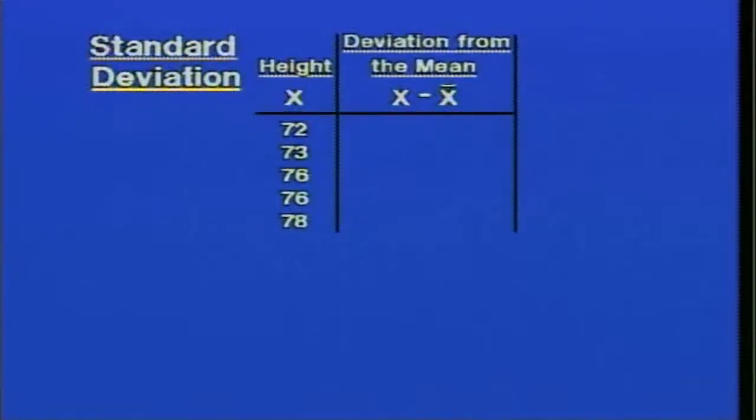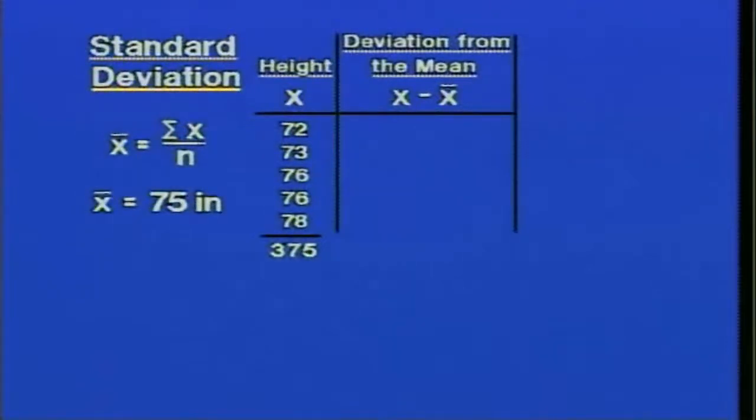In order to calculate deviation from the mean, we have to calculate the mean. We did that a little bit ago. But in setting up your problems to calculate standard deviation, one of the first things you need to do is calculate x bar, the mean. So we would add the items in the data set, and those items we found earlier to be 375. Dividing 375 by 5, we find x bar to be 75.